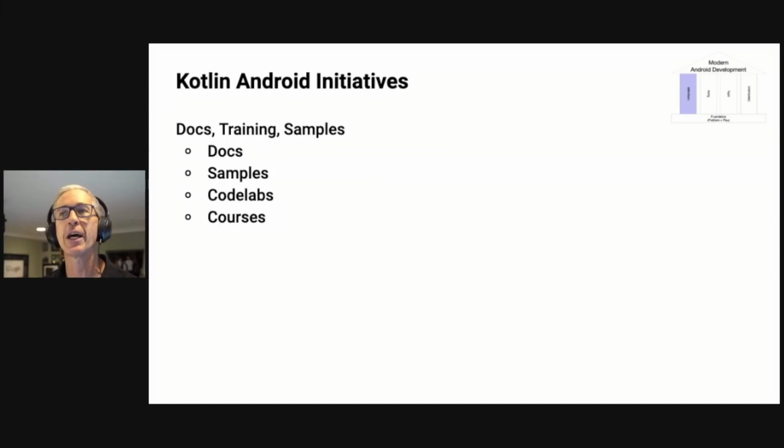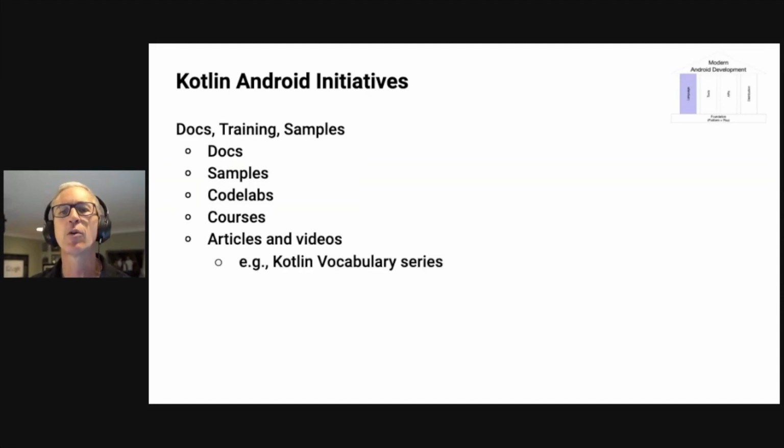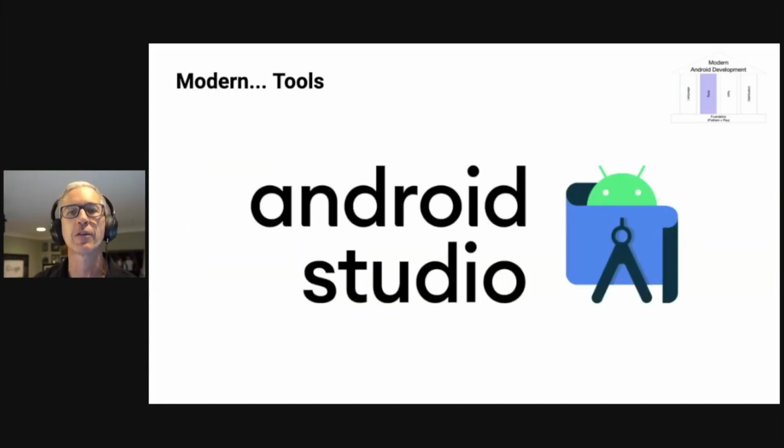On courses, I should point out that just in the last few days, we launched a new course called the Android Basics in Kotlin course. I had a link to it up and I lost it now. So check that out. It's a very powerful way, especially for beginning programmers, to learn Kotlin as well as Android development. Lots of articles and videos on how to use all this stuff, especially some of the more involved stuff like coroutines and Flow and some of the new APIs we're coming out with. The Kotlin Vocabulary series is a series of articles and videos to teach you how the stuff actually works on the inside and how you can take advantage of it in your application.